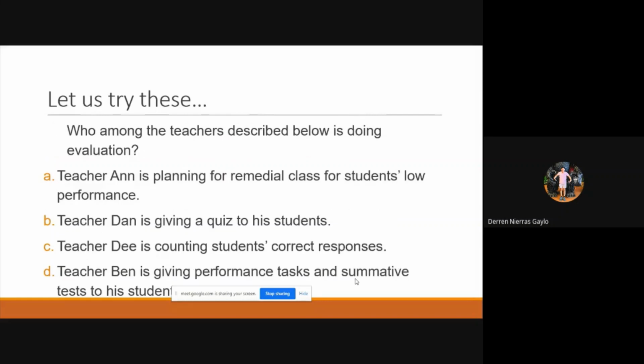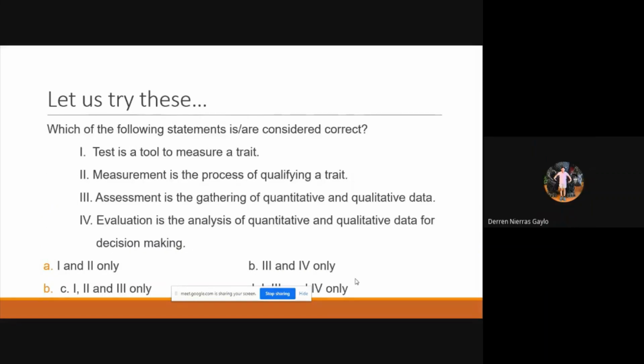Okay. This one. Who among the teachers described below is doing evaluation? As I said, it's letter A. Teacher Anne is planning for remedial class for students' low performance. Why is it evaluation? Because you are already deciding that the students failed and you will be giving a remedial class for them to improve their performance. Any questions? None, sir. Next, this one.